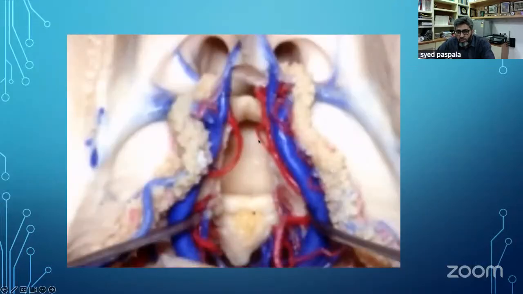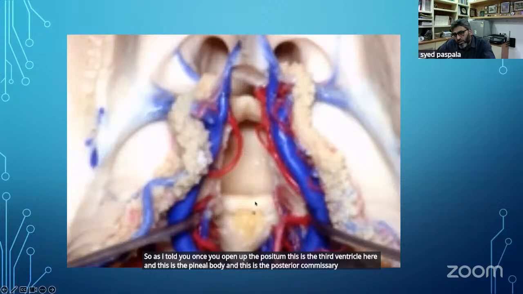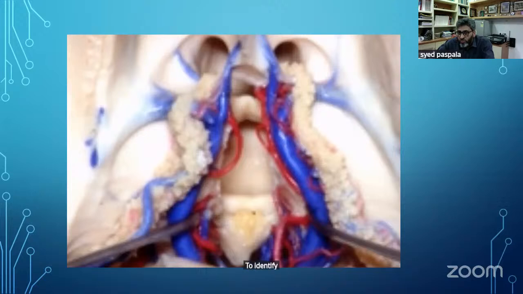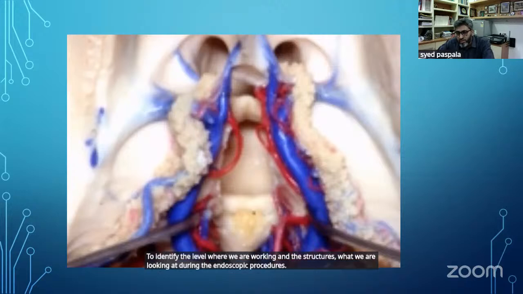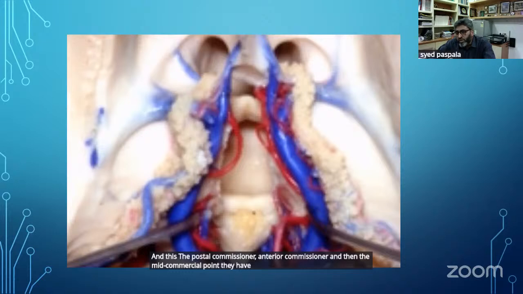So as I told you, once you open up the velum interpositum, this is the third ventricle here, this is the pineal body, and this is the posterior commissure here. All these structures are very important landmarks during endoscopic procedures to identify the level where we are working and the structures we are looking at. And the posterior commissure, anterior commissure, and then the mid-commissural point have very relevant standing in deep brain stimulation surgery planning protocols.